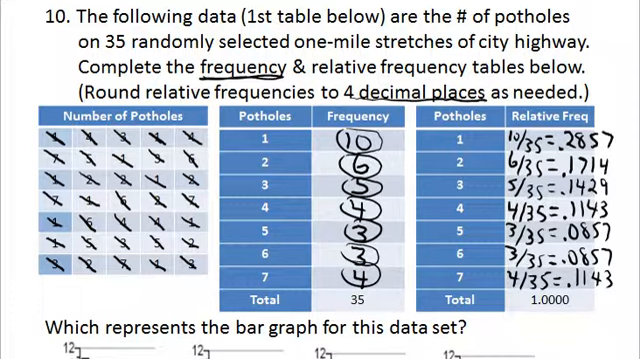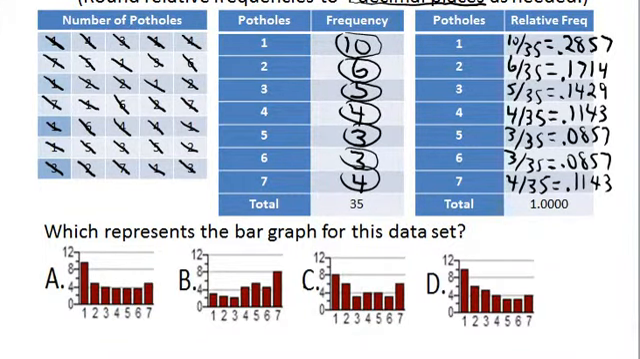The last question simply says which represents the bar graph for this data set. And I guess we should look at that. You could actually just draw the bar graph, but if you're given a multiple choice problem where, hang on just a second. Okay, now you can actually see the graphs.